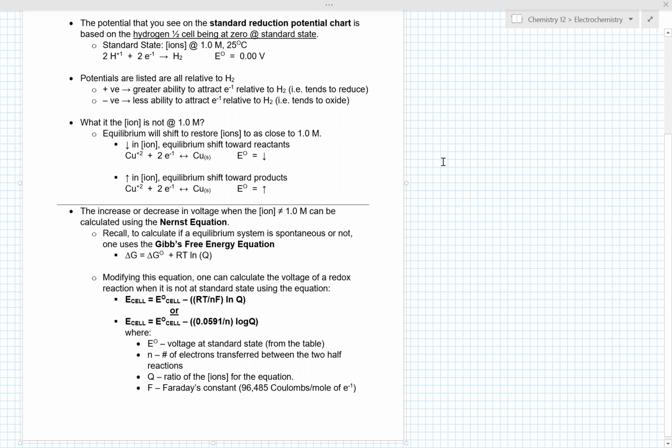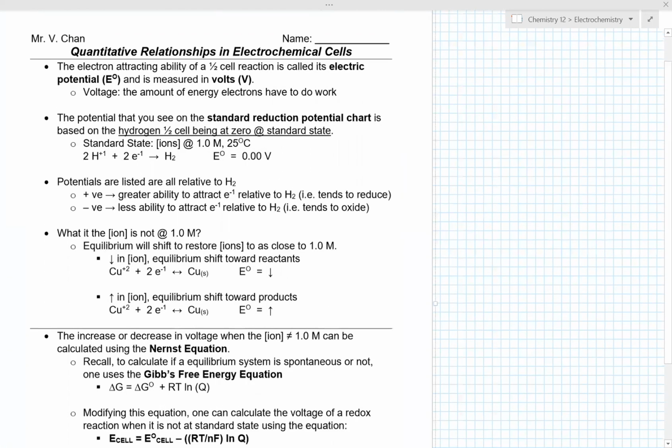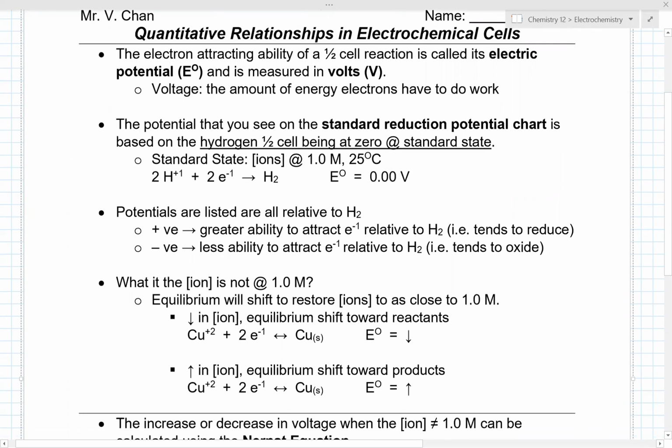I just wanted to add on to what you had learned last day in regards to the quantitative aspects of electrochemical cells. Now, we went over the quantitative relationships. We talked about where they get the values of E naught, and I explained why the E naught would increase or decrease if the concentrations were not at 1 molarity, based upon equilibrium shifts.